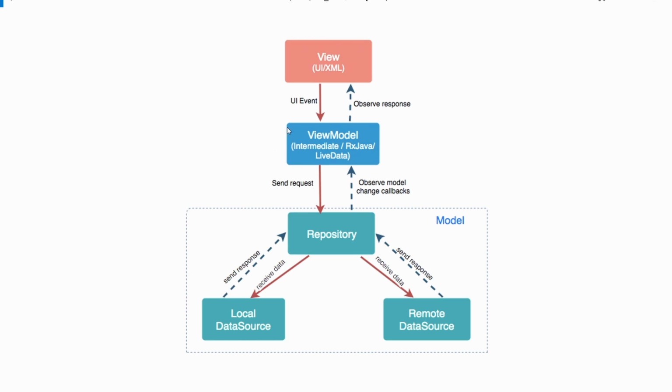And then finally, you have an intermediary called the view model, which might be using live data or RxJava or some normal Java callbacks to observe the changes which are happening in the model and to then send the response to the view so that the data can be rendered. It can also consume events coming from the view and then send the request back to the repository to fetch new data or update the data on the backend or the local data source.